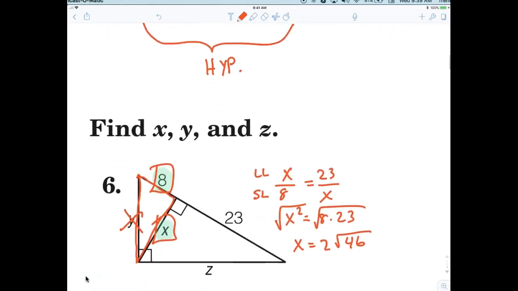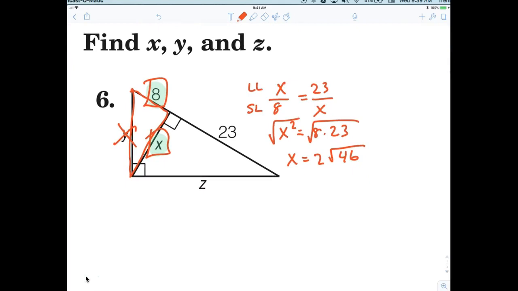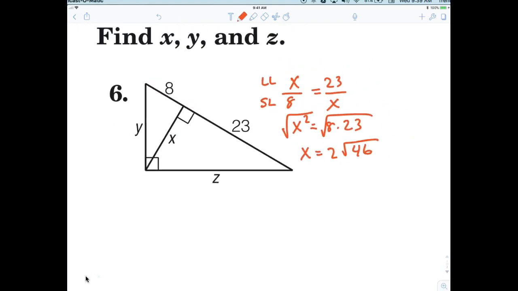So now that I have x, let me erase all this. And x now we said was 2 radical 46. Now, please watch. Hypotenuse to short leg. So I'm going to go y over 8 is equal to, notice I'm putting hypotenuse to short leg, so that'd be 23 over y.